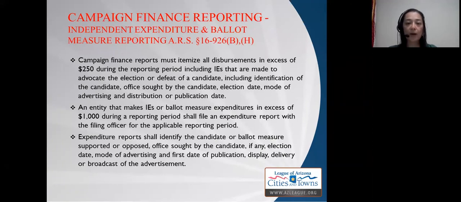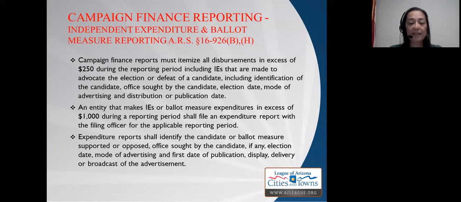Okay, so this is about independent expenditures. I just included this so that you're aware of it. Really the burden is on the committees or the entities that are actually making these disbursements to know how to report and when they need to report. Their reports have to itemize all disbursements in excess of $250 during the reporting period, including independent expenditures. And all of this is contained on those reporting forms.